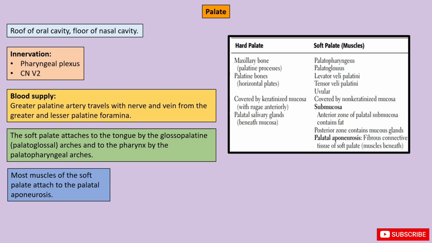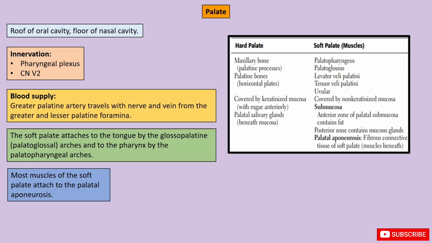And we can see here these are the muscles, and these are the hard palate bones, which we already discussed. They are covered by keratinized mucosa, and the soft palate is entirely muscular. It has only muscles like palatopharyngeus, palatoglossus, levator palatini, tensor palatini, and uvula. These are the muscles of the soft palate. Now, one more thing that is important in the soft palate muscles is the submucosa.